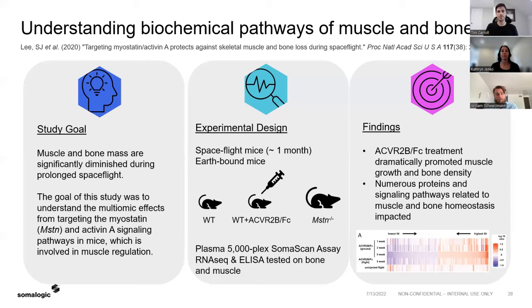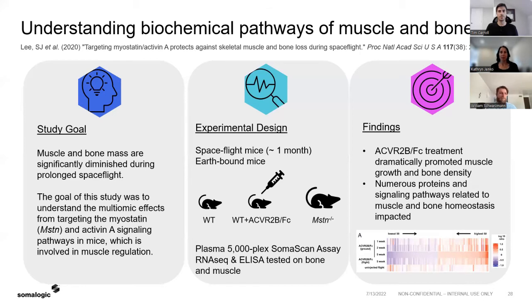So as for the experimental design itself, this involved 2 cohorts. The first being a group of mice that were sent into space for about 1 month, and another group of mice that were earthbound. Within each of these groups, you had the normal wild-type mice, you had mice that were injected with this decoy receptor, and you had mice that lacked the myostatin gene.